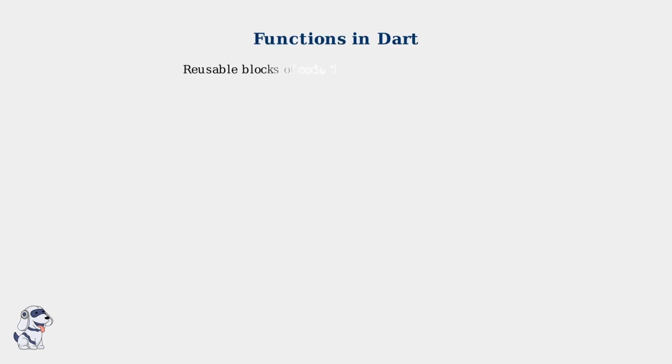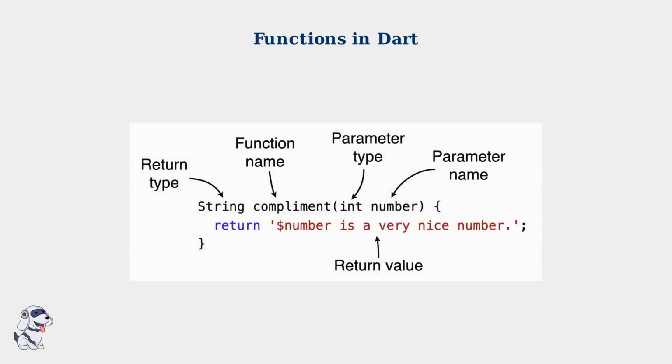Functions are one of the most important concepts in programming. They are reusable blocks of code that perform specific tasks, making your programs more organized and efficient. Every function in Dart has a specific structure. It consists of a return type, a function name, and parameters enclosed in parentheses.